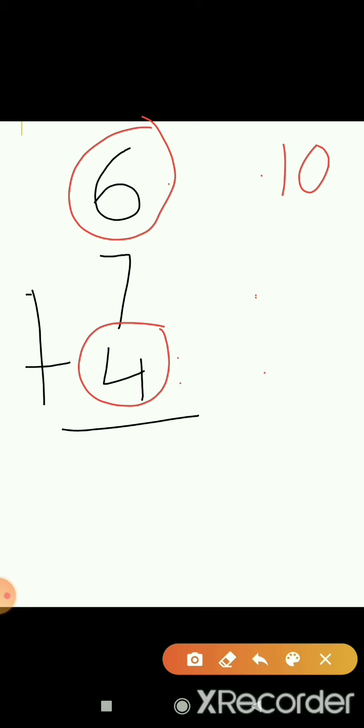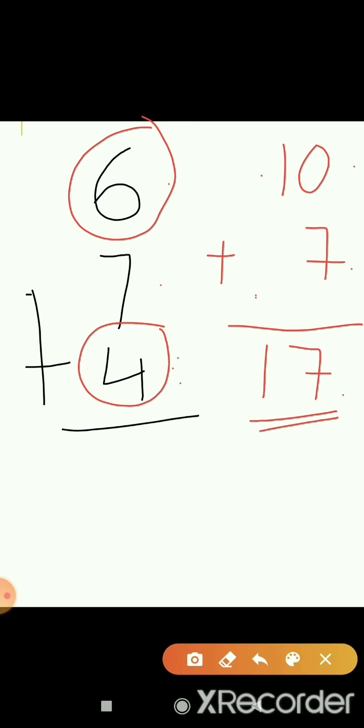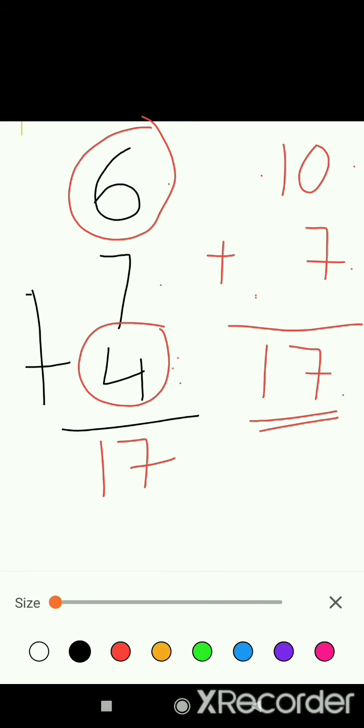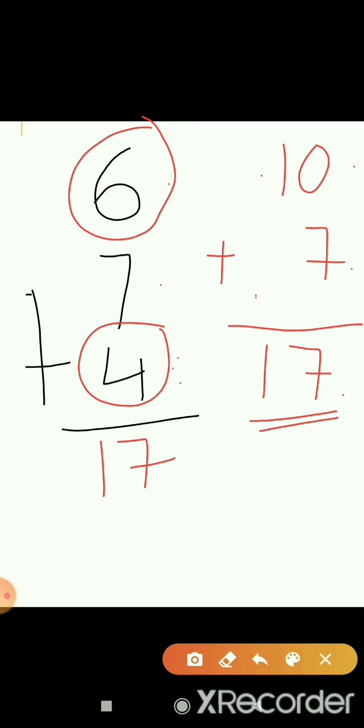Now, which number is remaining? 7. So we need to add 7 to 10. Now 10 plus 7 is equal to 17. Got it, students? So 6 plus 7 plus 4 is equal to 17. Understood, students? Now, let us do some sums. Open your textbook.